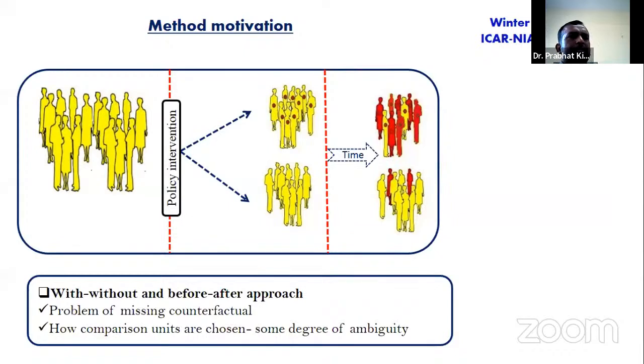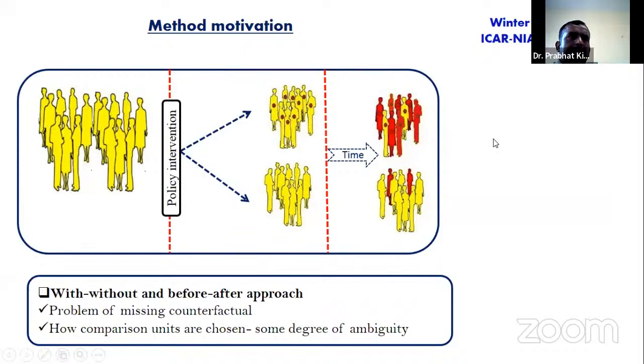That is based on our discussion. Then we are saying that this is the randomization we have done, or that we have selected randomly. So some degree of ambiguity will always be there if you are going that way. So these are the two problems we are facing.